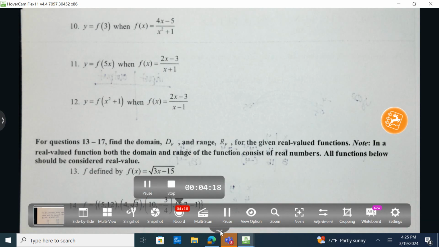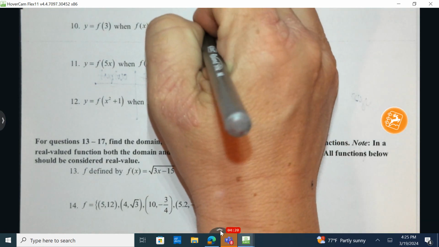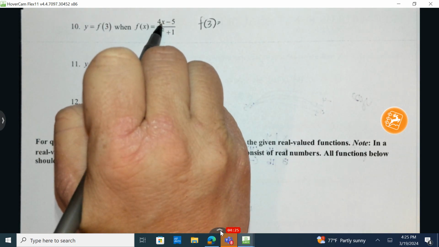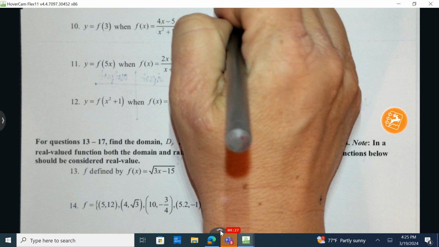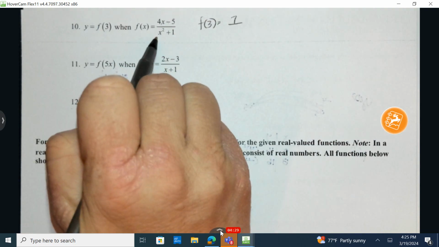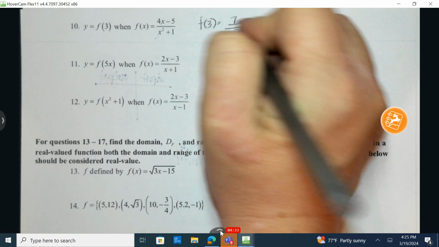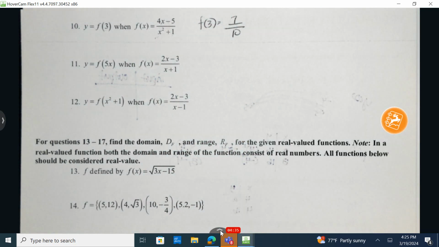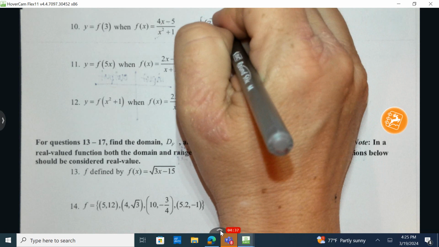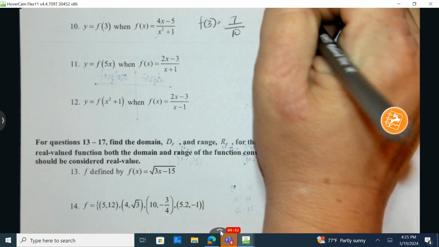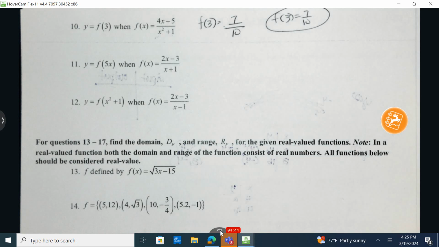In concepts here, just making sure we're putting this in the correct notation. So f of 3, I'm going to take this 3 and substitute it in. So 4 times 3 is 12. 12 minus 5 is 7. And taking the 3 down here, 3 squared is 9. 9 plus 1 is 10. So at this point, I do have an answer of 7/10. That 7/10 cannot be reduced, so f of 3 is equal to 7/10. Let's go on right now and look at our next one.